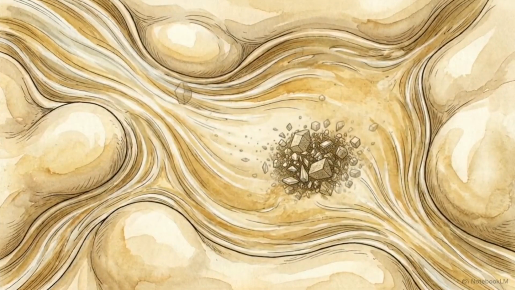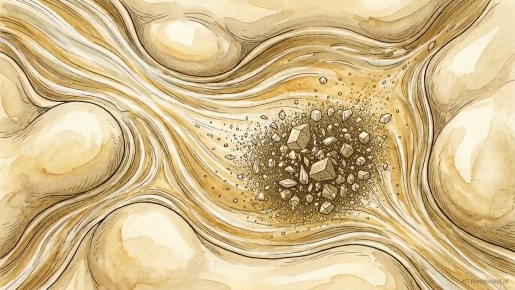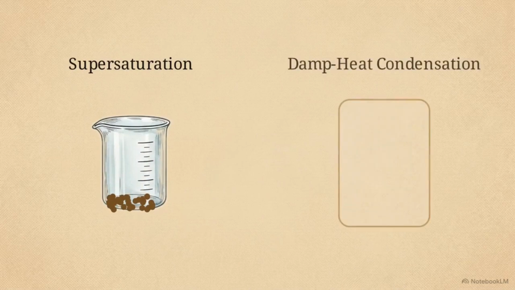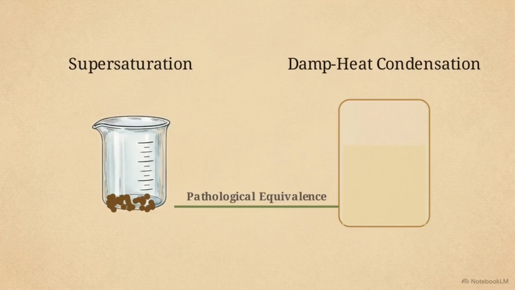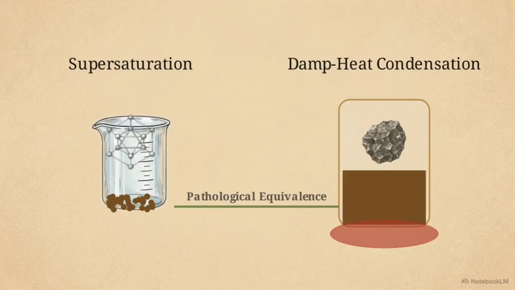When that movement stalls, temperature and concentration begin to alter the fluid's physical state. On the left, Western supersaturation. Without inhibitors, minerals precipitate. On the right, the TCM equivalent, damp heat condensation. Precipitated particles are analogous to damp accumulation, fluid losing its flow. Heat acts as the catalyst, cooking this dampness and accelerating its condensation into a solid mass.